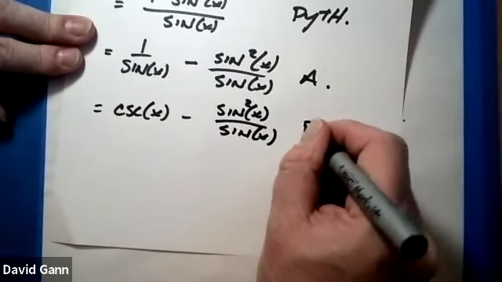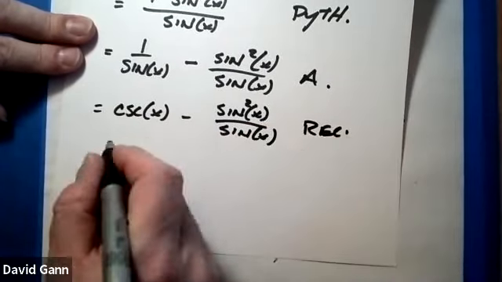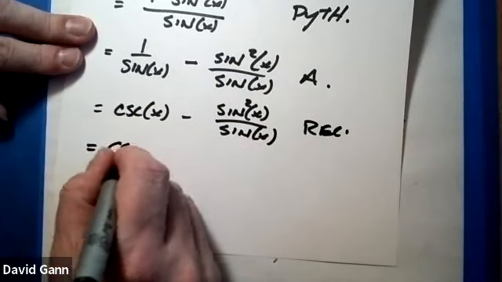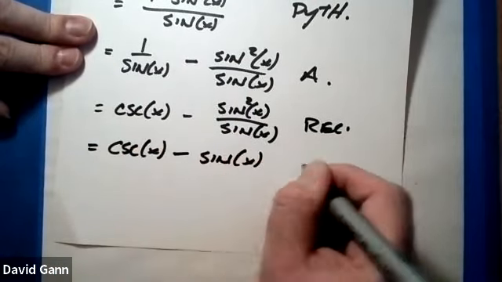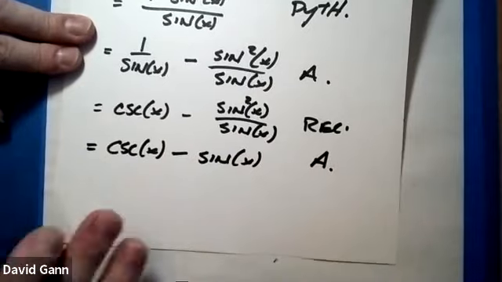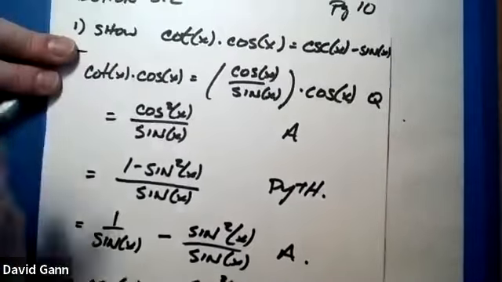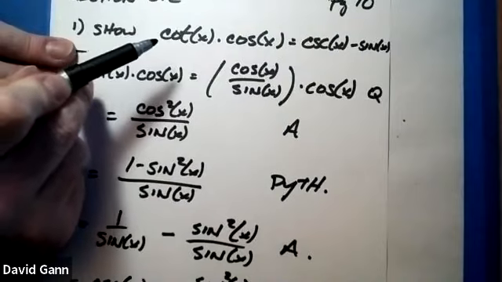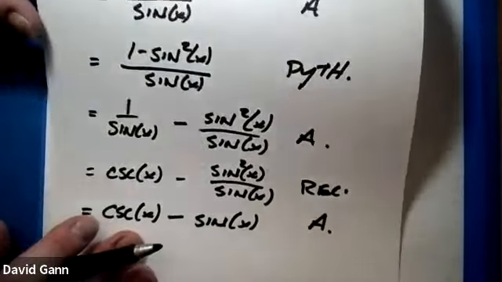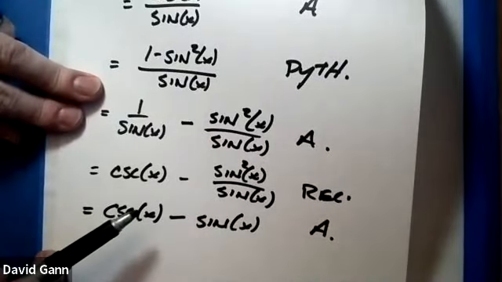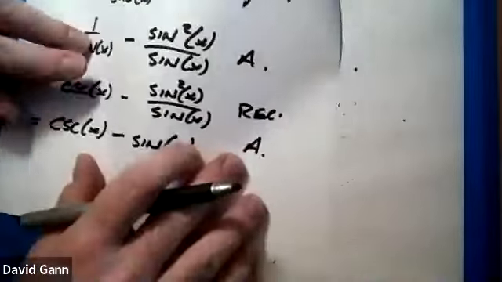This is a reciprocal. And then finally, cosecant of x minus sine of x. And this is just an algebraic cancellation. Okay, so let's verify. We started with the left-hand side, through a series of logical arguments, every one of which is justified. We end up with the right-hand side. So this proof is done.